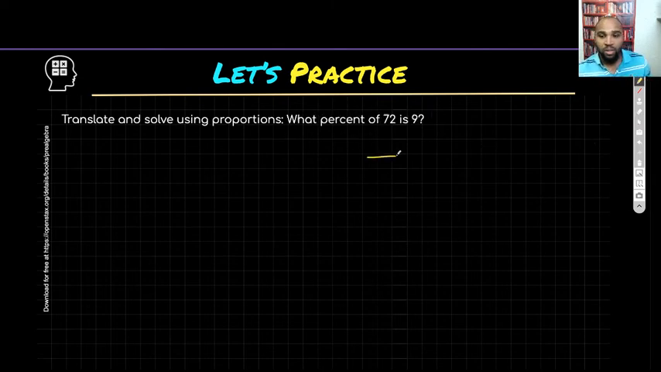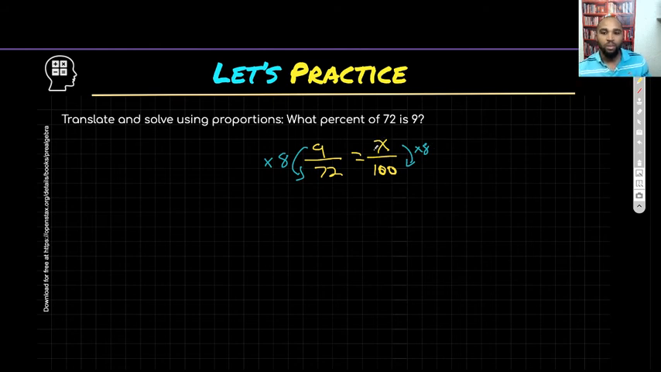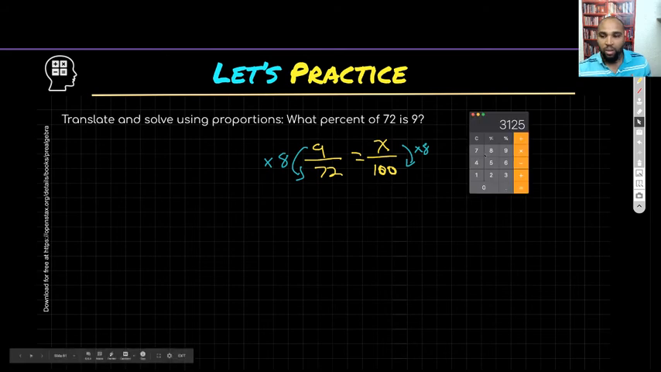All right, what percent, so we don't know this, of 72 is 9. So this one looks kind of easy because I already see there's a relationship here where I can multiply by 8. So something times 8 would give me 100. Well, it's not going to be a perfect number, but I could work backwards and figure it out by simply saying 100 divided by 8 would give me 12.5.